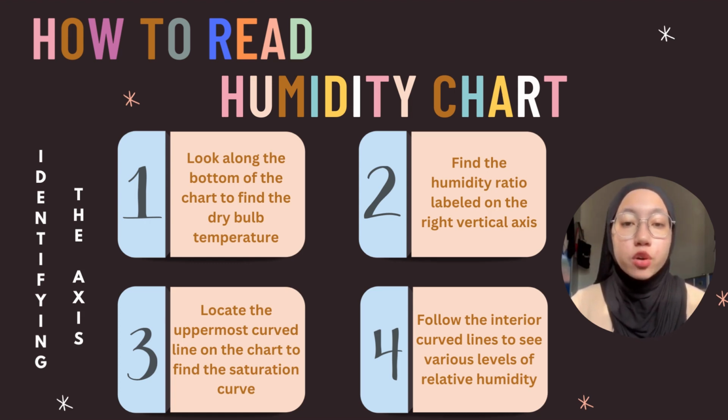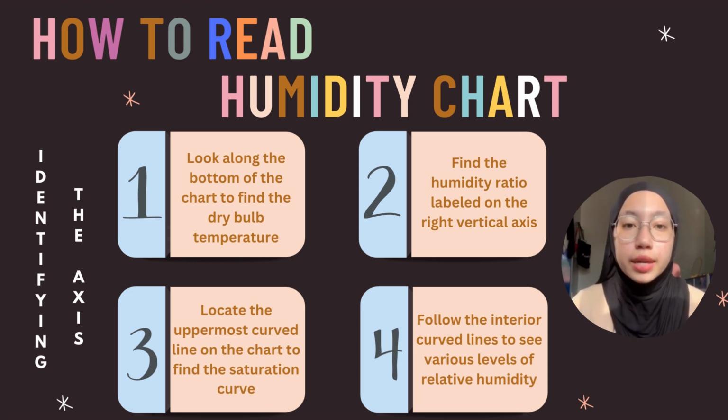Second, find the humidity ratio label on the right vertical axis. The vertical or y-axis of the chart marks the amount of moisture per pound or kilogram. Use the horizontal line extending from this axis to trace the humidity ratio throughout the chart. The humidity ratio is sometimes referred to as the mixing ratio, or we call it absolute humidity.